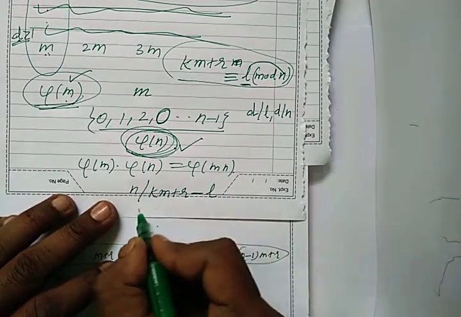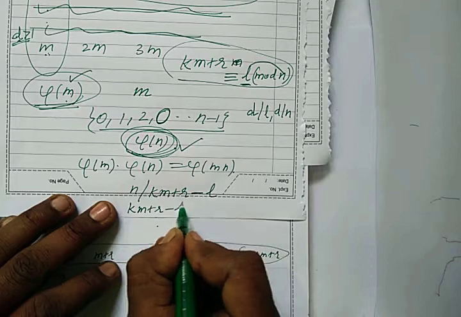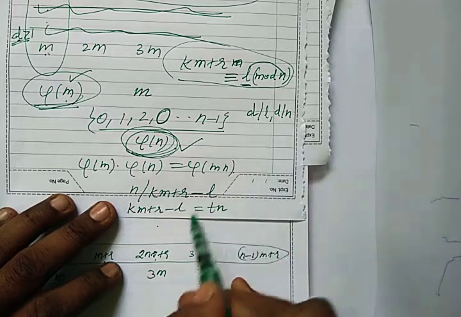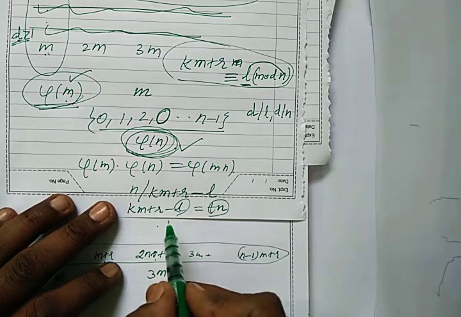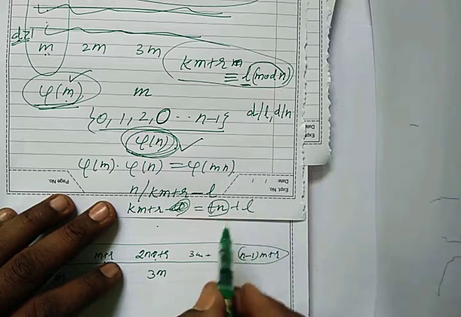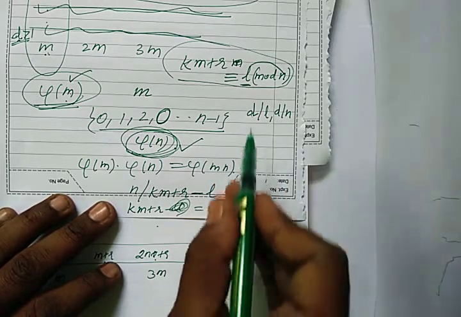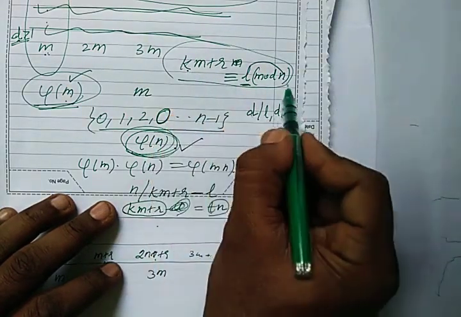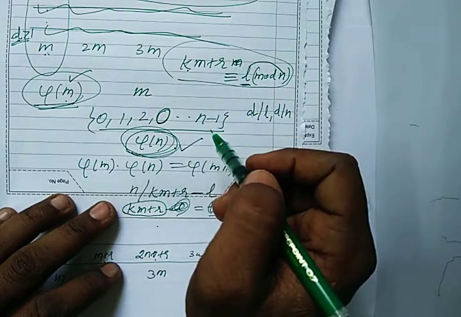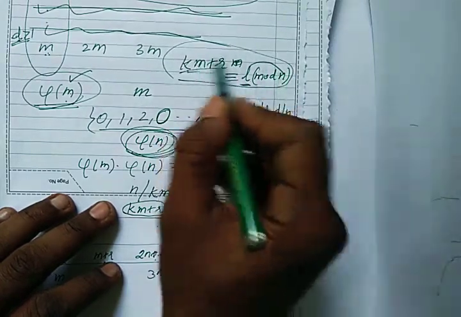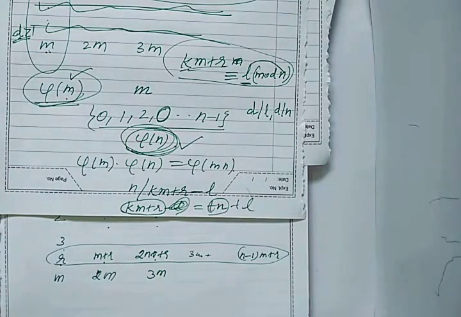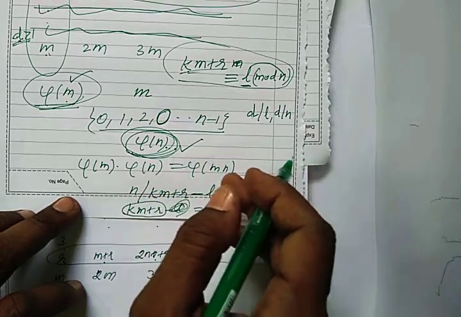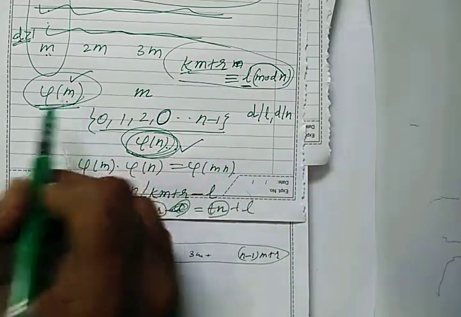That means km plus r minus L is equal to some t times n. See, this d divides L, d divides n. So take this L this side. So this d divides this entire term. So d divides km plus r, and d divides n. So d is the common divisor. So this one and n cannot be relatively prime. So that's why, excluding these many numbers, we deleted the remaining numbers in each of these phi of m rows.